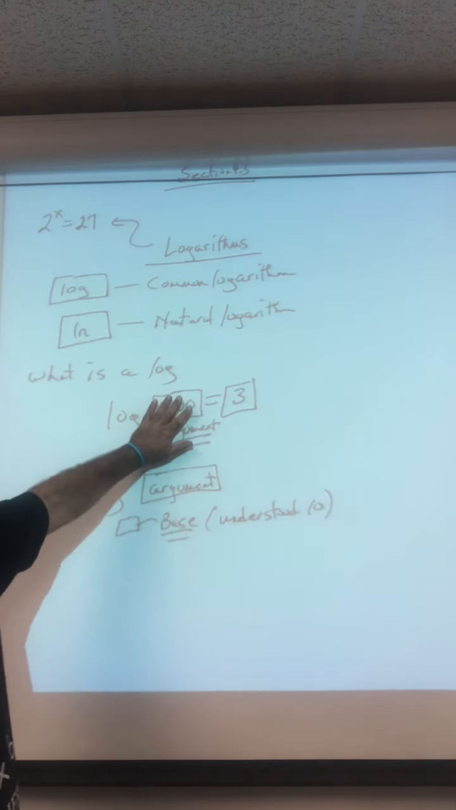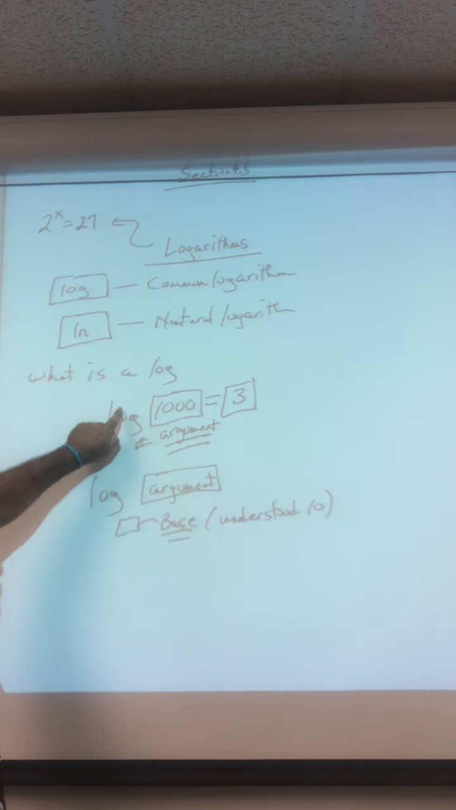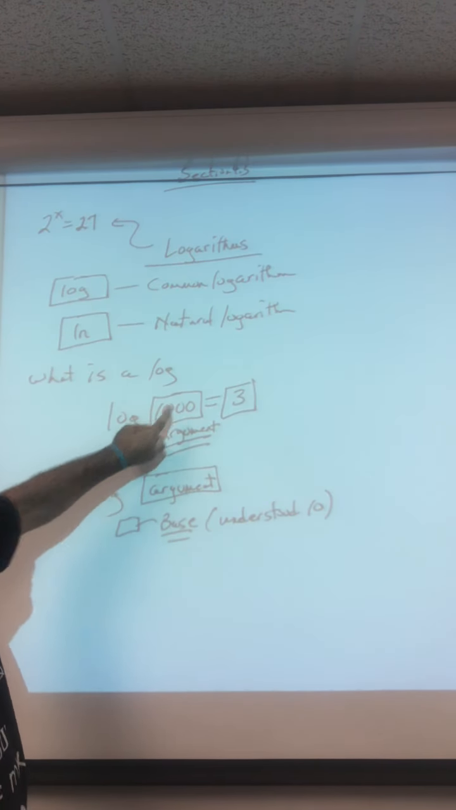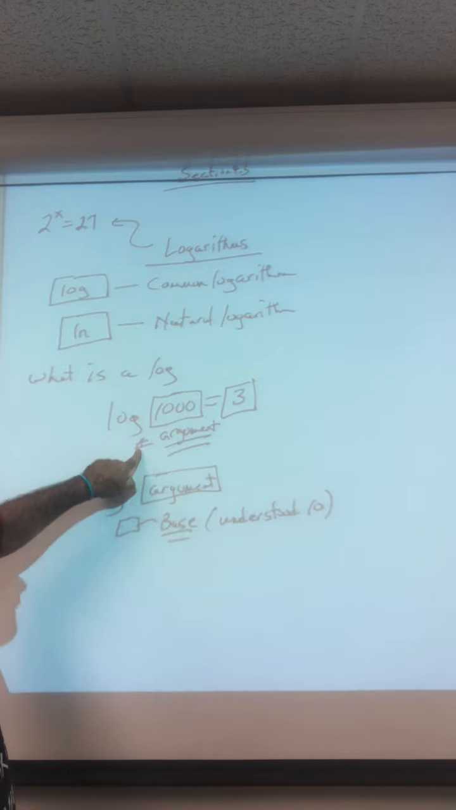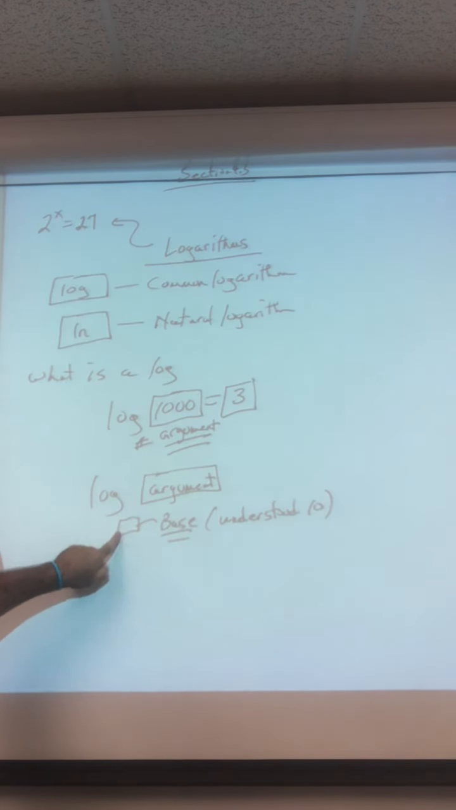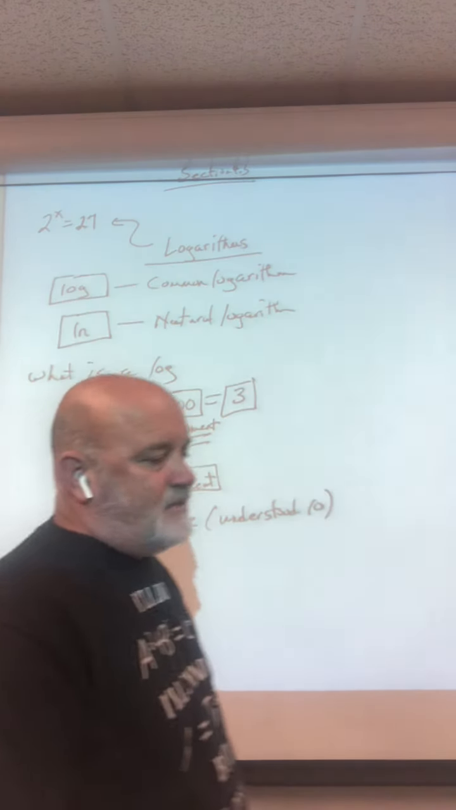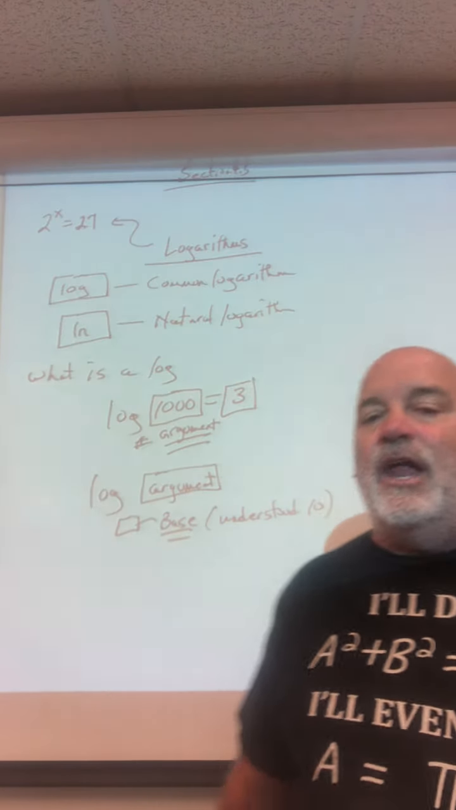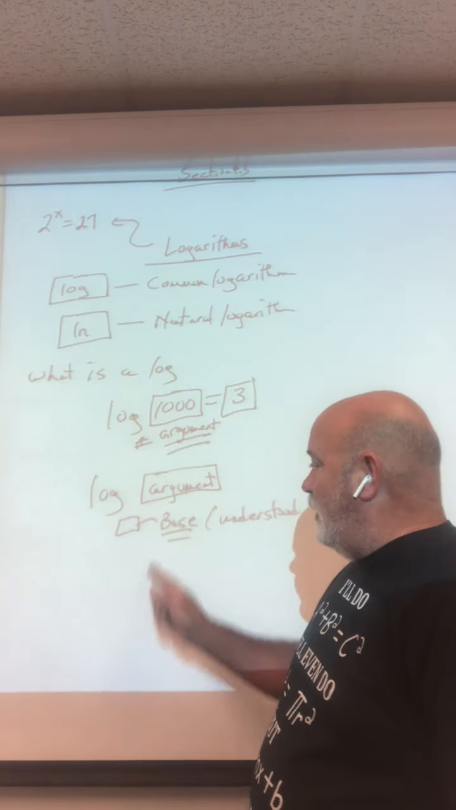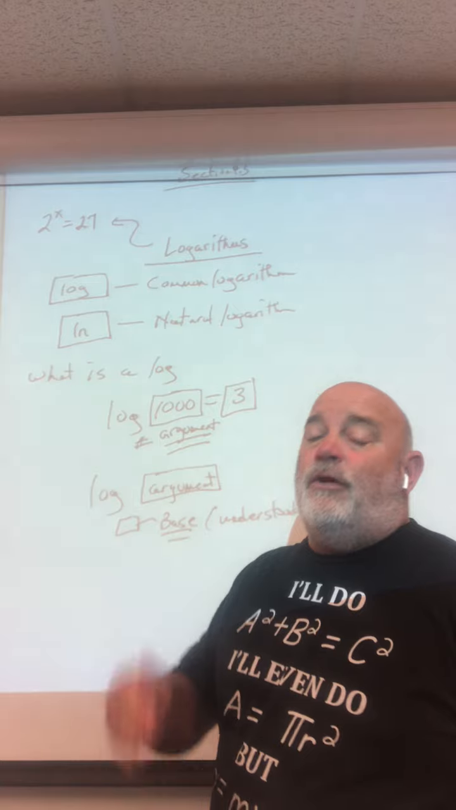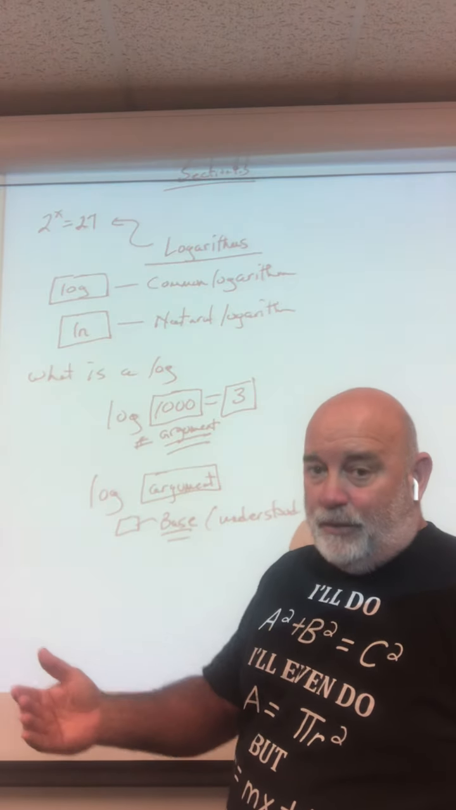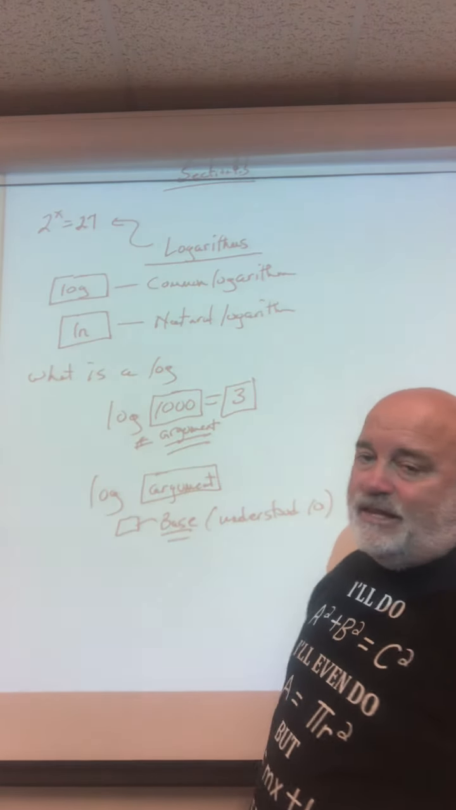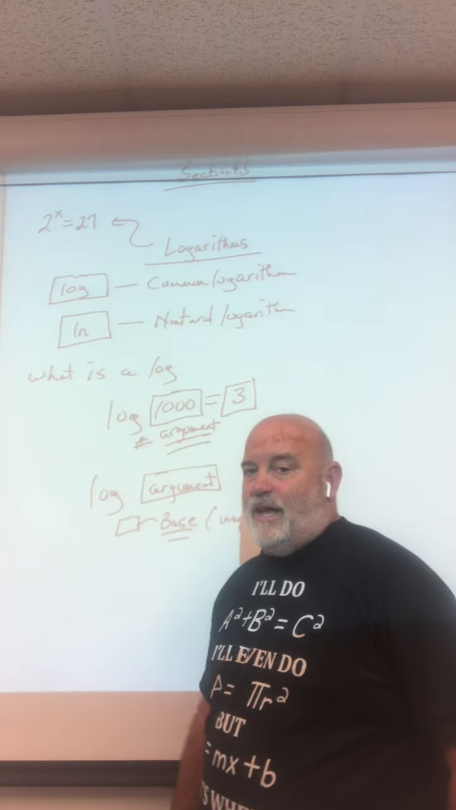So when I read this right here, let me show you how it's read. The log of 1,000 base 10. If there is no base written, it's understood to be 10. Now, is the base always 10? No. If the base is anything other than 10, you have to put it. So the base doesn't have to be 10 every time.